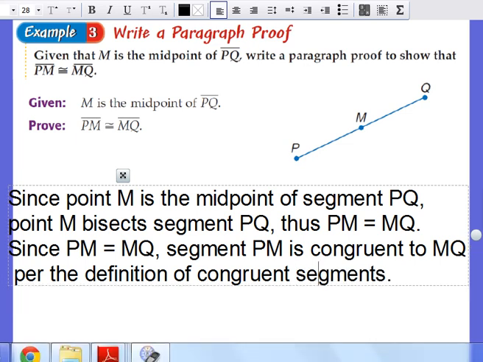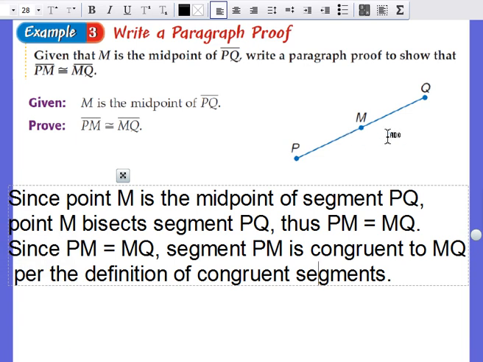So all you're basically saying is since M is the midpoint, you know that PM and MQ are equal because the midpoint by definition divides the segment into two congruent parts or equal parts, and then since they're equal, you can just say that they're congruent because that is the definition of congruent segments. That means the segments have equal length. And that's it for this video.